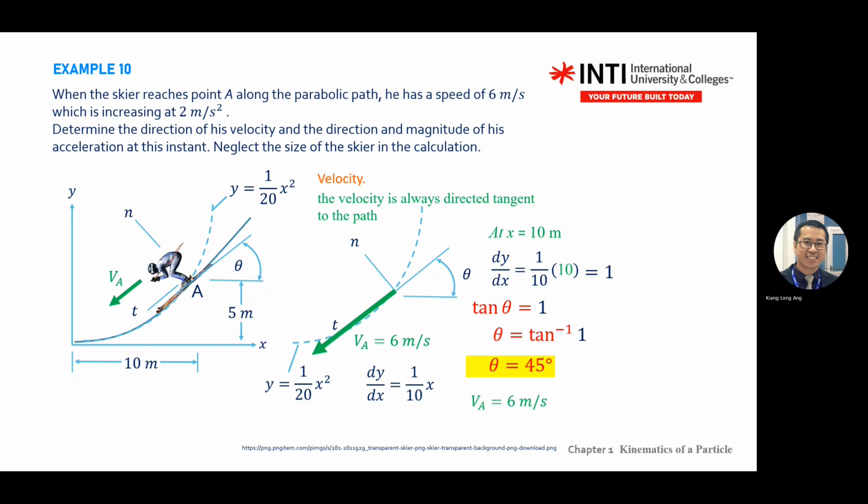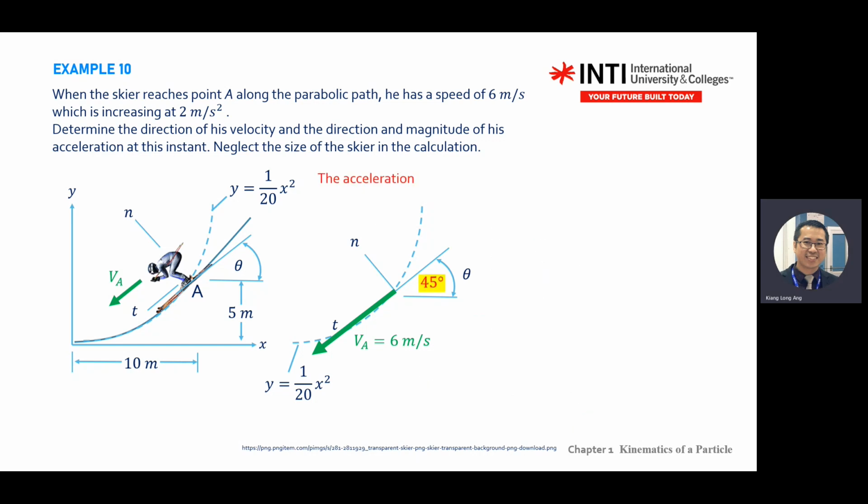Okay. Then you have all these values, VA equal to 6. So your VA is 6 meter per second. Where is the direction? VA 6 meter per second is the magnitude. Direction is 45 degrees going down. This bold line here is your x direction. The x-axis is 45 degrees going down from the horizontal position. Make sense? Okay, we have found the V direction.